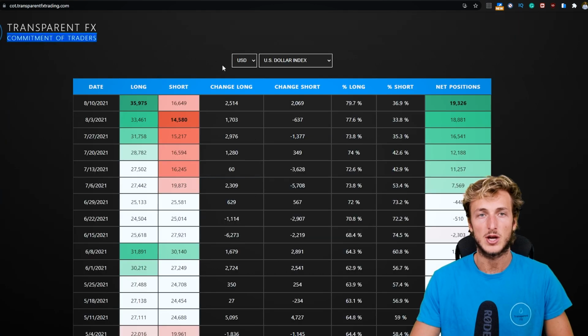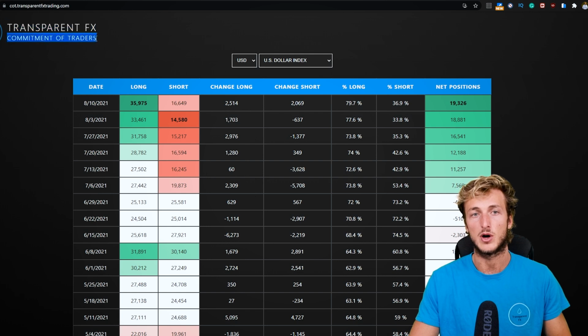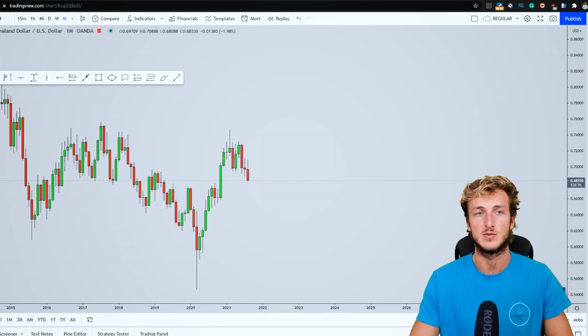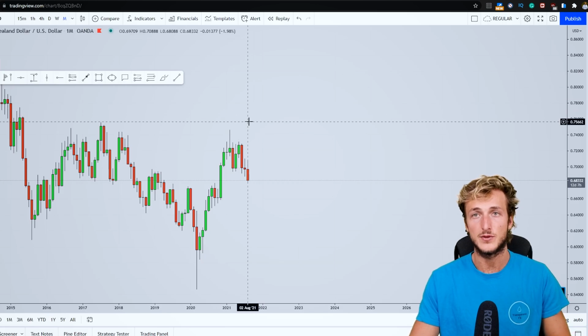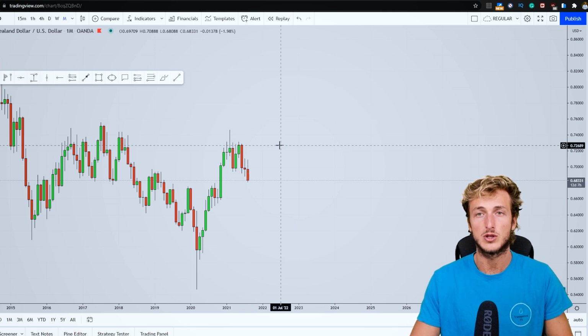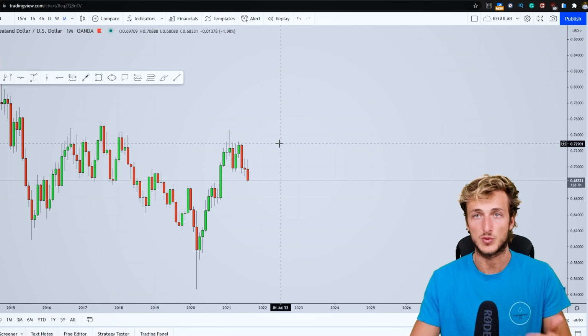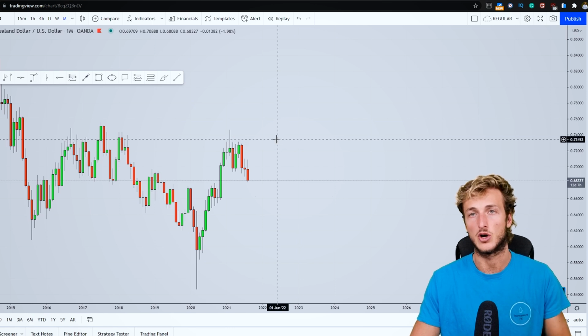We will also check what we have from a COT perspective. So commitment of traders, which is basically what hedge funds and the non-commercials in the market are doing. And by the end of the video, by using the combination of these two different types of approaches to the market, we will try to understand where we have the highest probabilities for a potential move here on the pair.